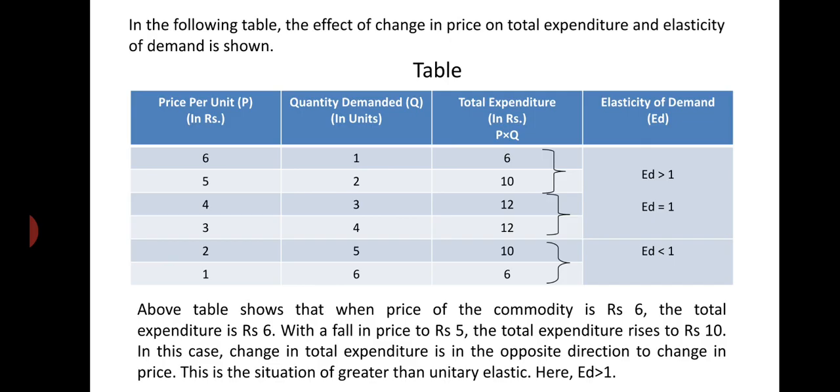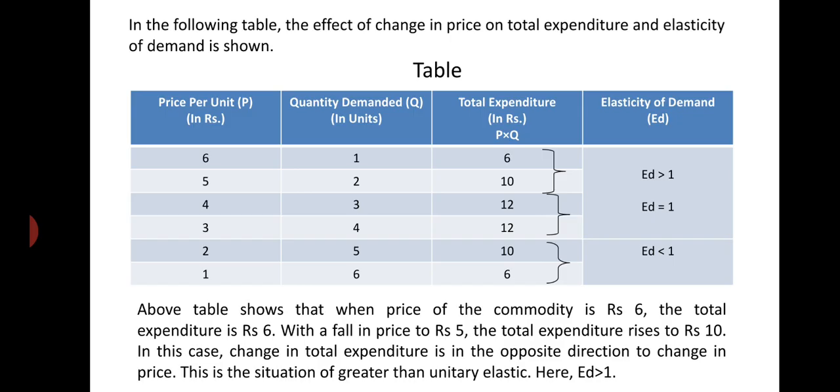You see in the following table, the effect of change in price on total expenditure and elasticity of demand is shown. In the first column, price per unit of commodity is given. In the second column, quantity demanded, or Q in units, is given. In the third column, total expenditure, just by multiplying P and Q, is given. And in the fourth column, the elasticity of demand is given, whether it is greater than 1, or equal to 1, or less than 1.